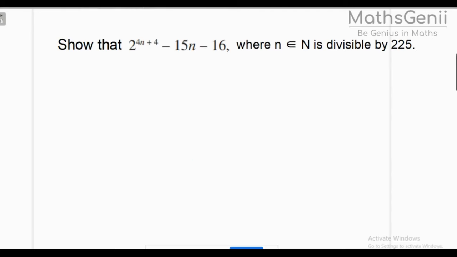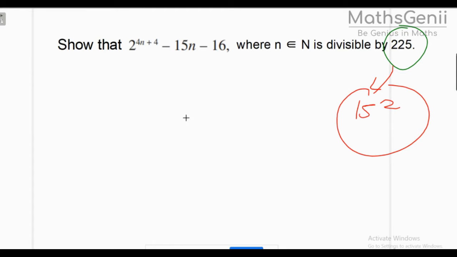Okay, next concept, divisibility concept. Now pay attention. A lot of students find this concept extremely difficult, but it is not. It's a medium level question. Show that this term is divisible by 225. Now the moment I see 225, one thing should automatically strike me, that 225 is 15 square.